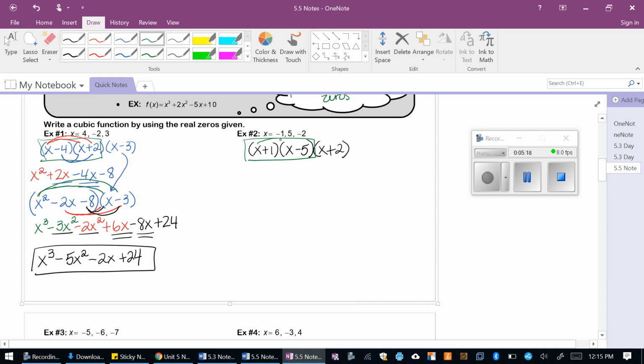So we have x times x is x squared. x times negative 5 is negative 5x. We distribute the 1. 1 times x is 1x. 1 times negative 5 is negative 5. Then we clean this up. My like terms are negative 5x and x. So I have x squared minus 4x minus 5. I'm going to put a set of parentheses around that, and then bring down that other factor.